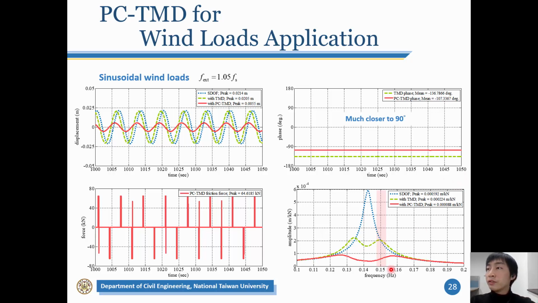The same, if the external force frequency is a little bit higher than the structural frequency, the traditional tuned mass damper loses its performance, and its phase is far from the 90 degrees lag of structure. But if using the phase control tuned mass damper, the phase is under control, so it still has good performance to reduce the structural vibration.